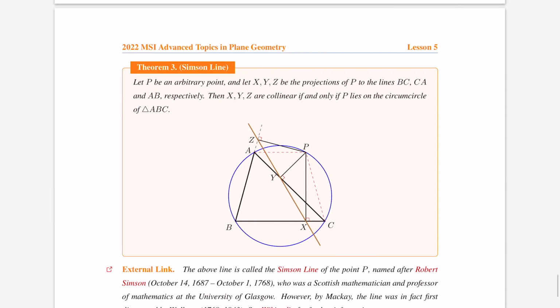So this line plays a very important role in triangle geometry. It is called the Simpson line. And it is named after Robert Simpson, but he was actually not the one who proved the theorem. The theorem was proved by Wallace.